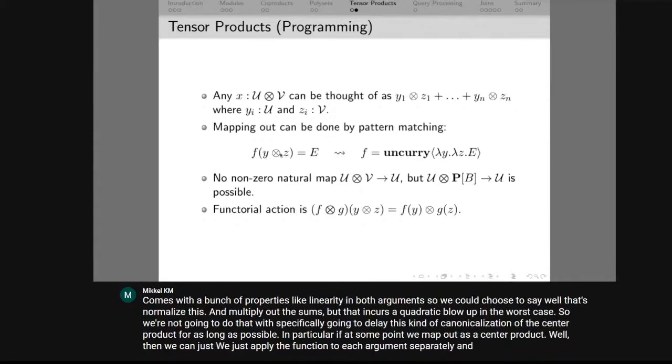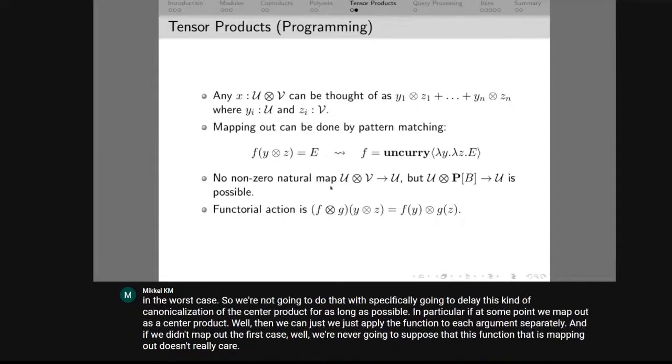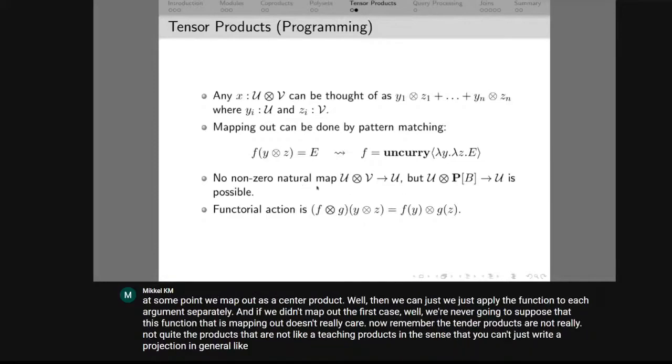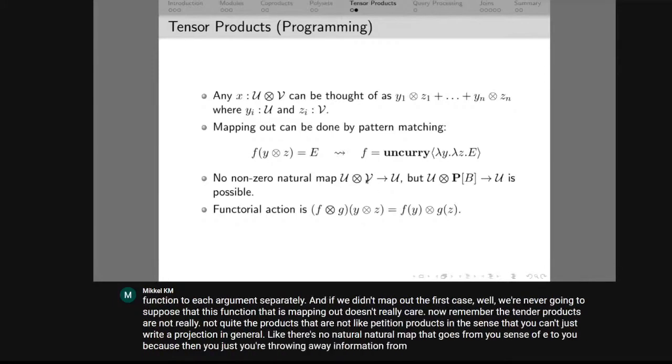And if we didn't map out in the first case, well, we're never going to, supposing that this function that's mapping out doesn't really care. Now, remember the tensor products are not like Cartesian products in the sense that you can't just write a projection in general. There's no non-zero natural map that goes from U tensor V to U, because then you're throwing away information from V. There's a multiplicity in V that we're forgetting.